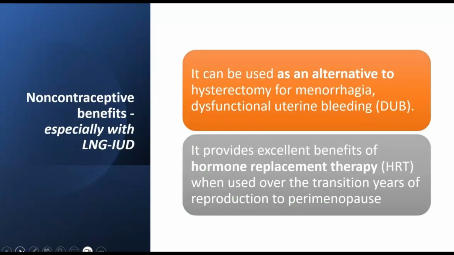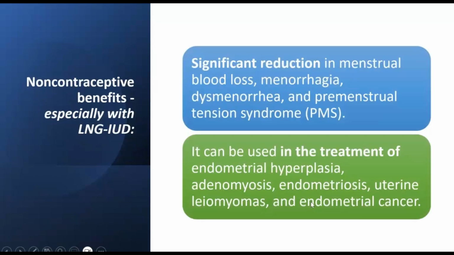They can also be used as an alternative to hysterectomy for the menorrhagia or the dysfunctional uterine bleeding, and it also provides the excellent benefits of hormone replacement therapy when they are used over the transition years of reproduction to the perimenopause. So all these non-contraceptive benefits are sometimes asked in the viva.